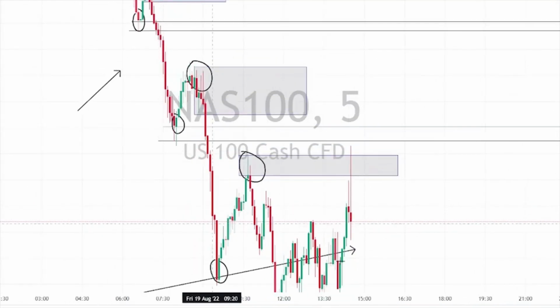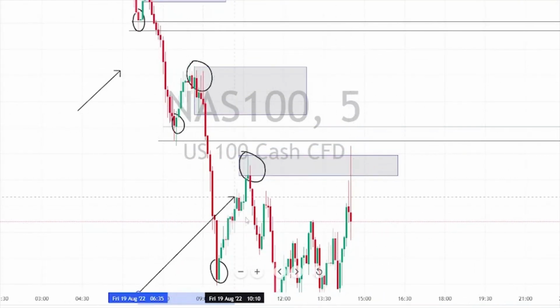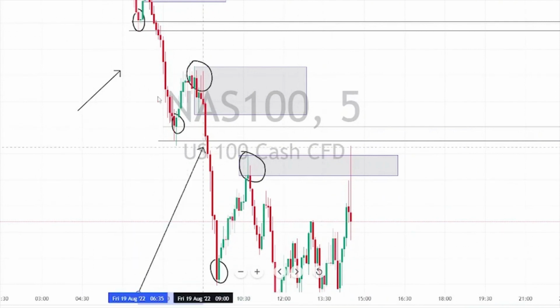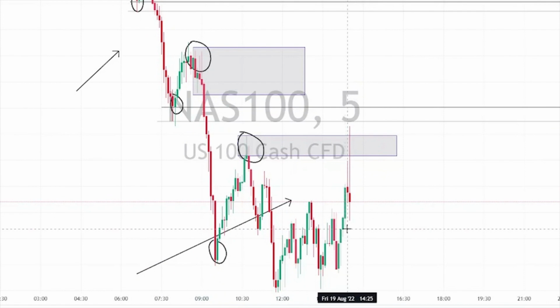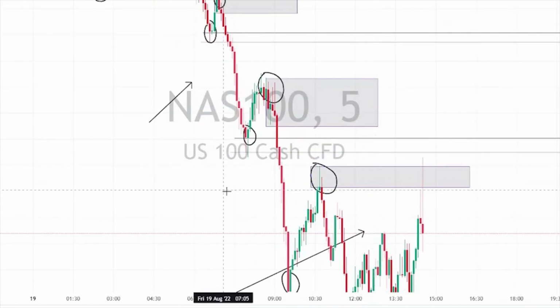Remember, we are in a downtrend. We are in a clear downtrend. So we are looking for drops. We are looking for sells.